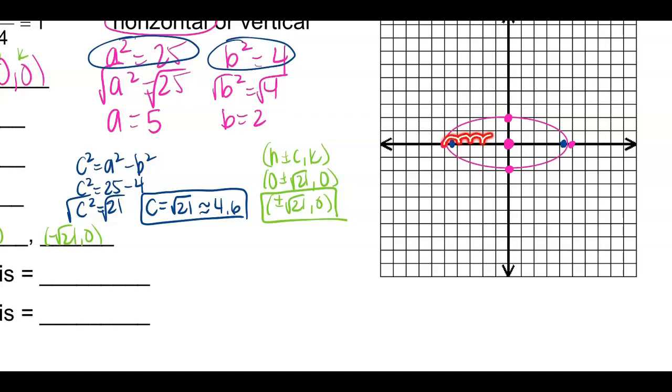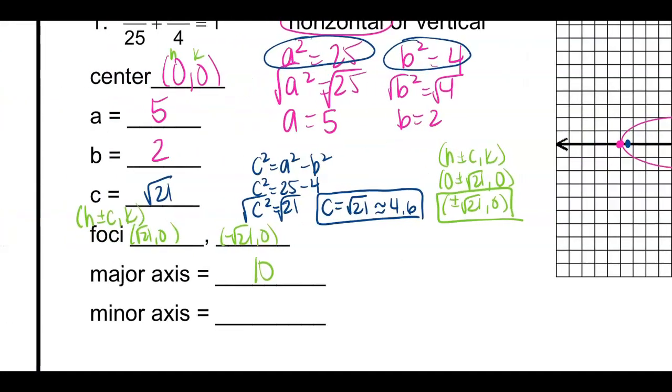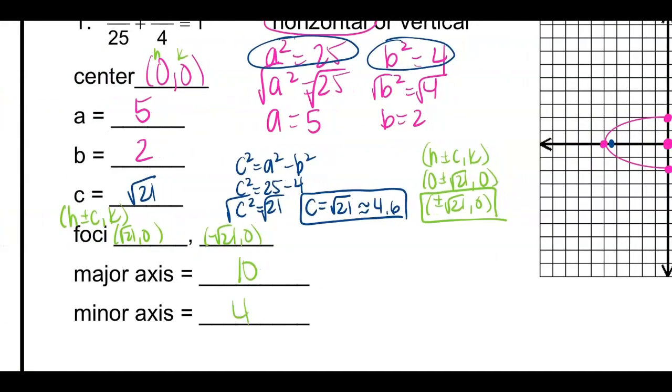1, 2, 3, 4, 5, 6, 7, 8, 9, 10. So for my first number, I'm going to put 10 for my major axis. And for the minor axis, if you double 2, you'll get 4. 1, 2, 3, 4. And that's along your shorter side. If you don't like counting like I just did, you can just do 2 times A and 2 times B.